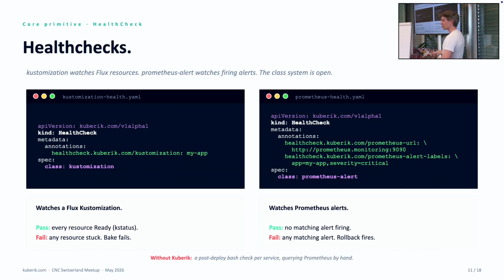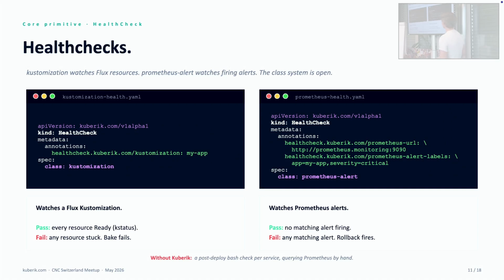Moreover, if you want to make your pipeline more robust, you can introduce health checks. The 2 most common ones would be what I call Kustomization health check, which checks all the resources that are deployed by Flux. So it checks whether a deployment is in a healthy state and so on. And you have a Prometheus health check that checks if there's any active alerts.